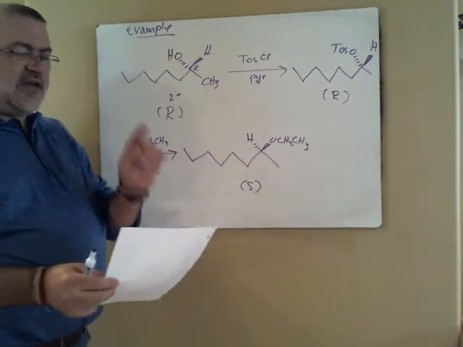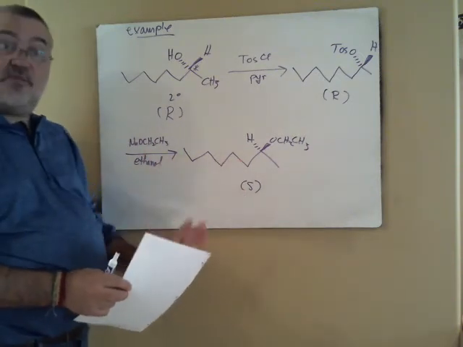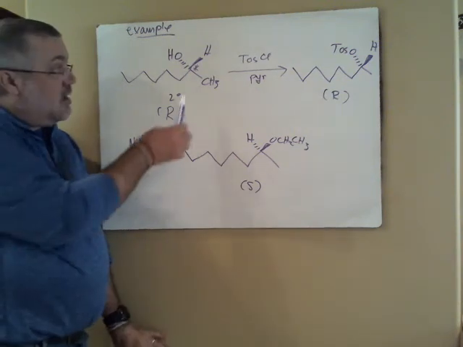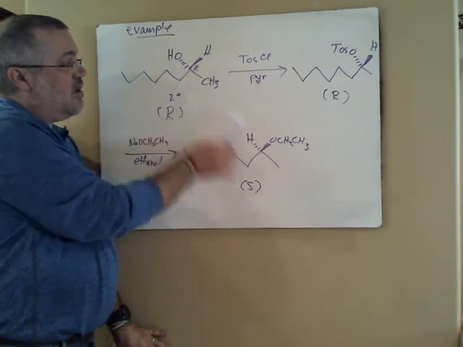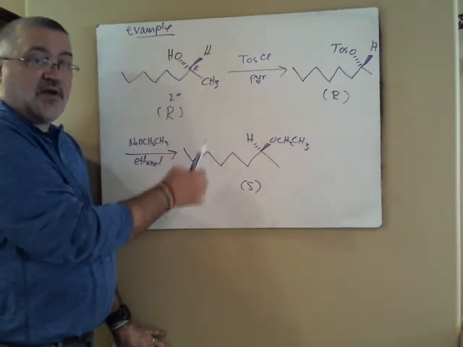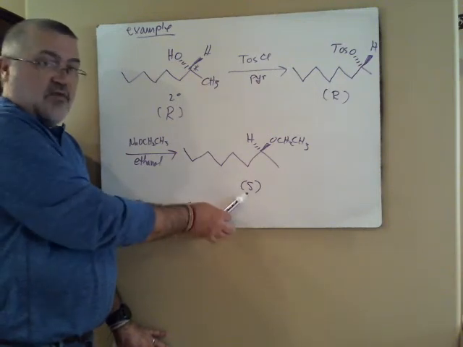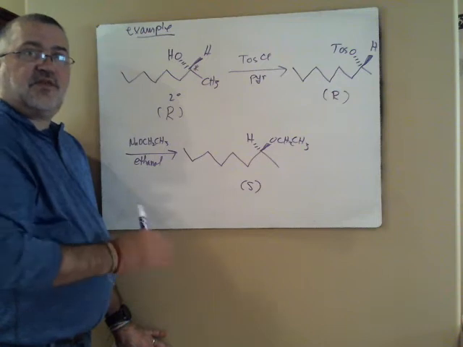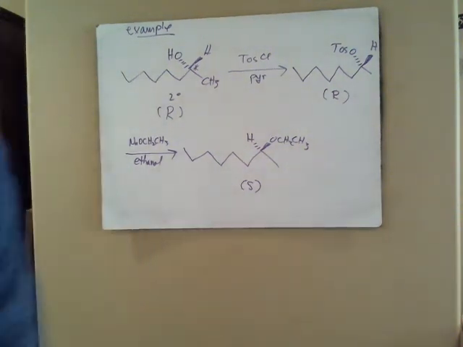Okay, so do you see how using two methods, I did basically the same transformation. I substituted this OCH2CH3 onto this molecule where the OH was, but I could do it two different ways. I could either get it where it gave me the R retained product or the inverted S. So synthetically very important things to remember. Okay?